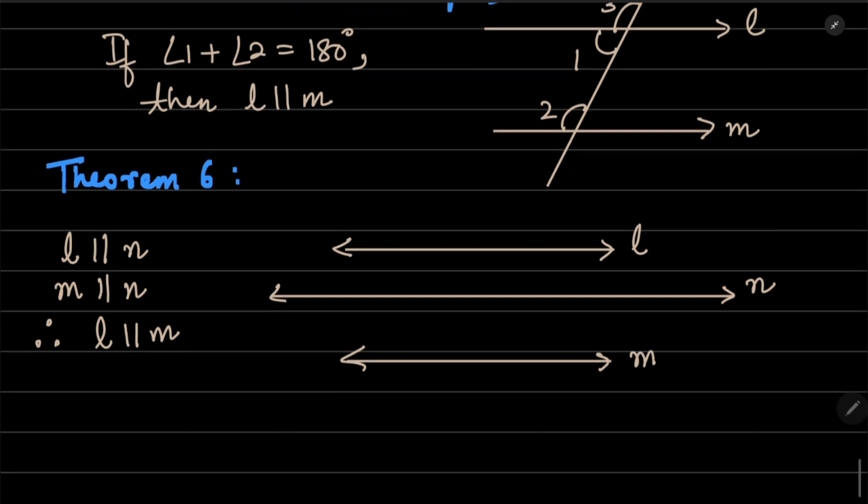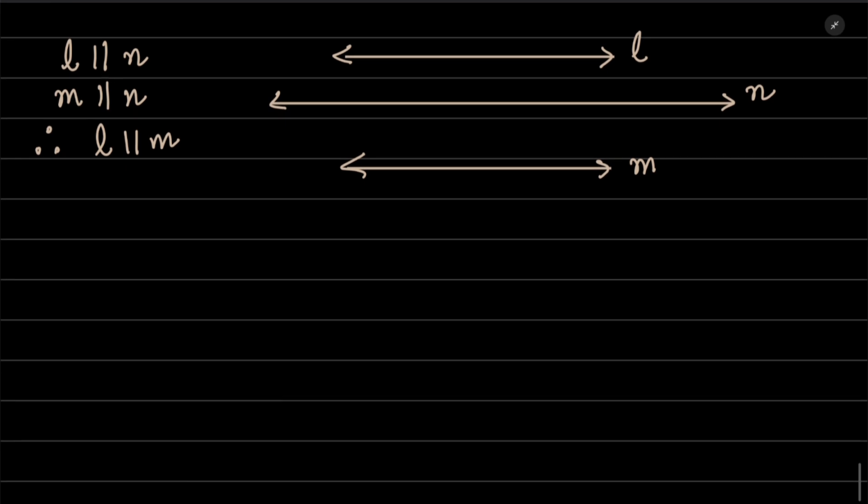So this is your theorem number 6. This is something which you have to remember. If you have lines that are parallel to the same line, then they are parallel to each other. This is your theorem 6. Now moving on to theorem 7.